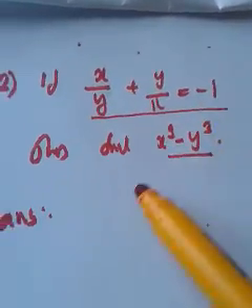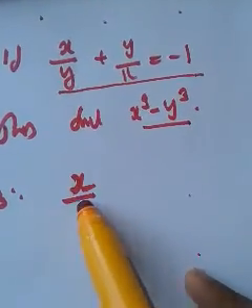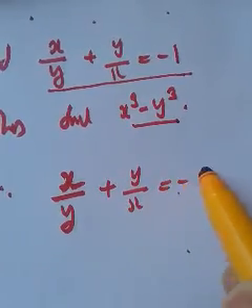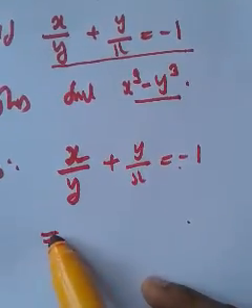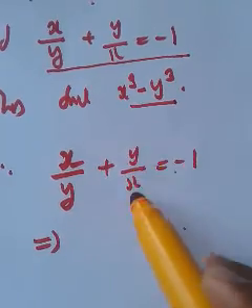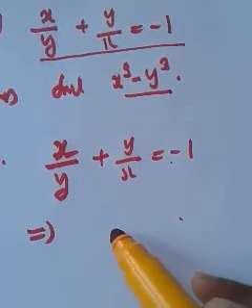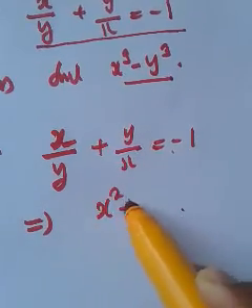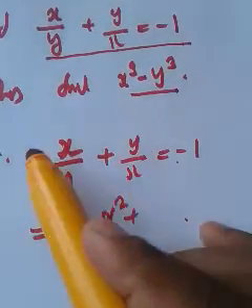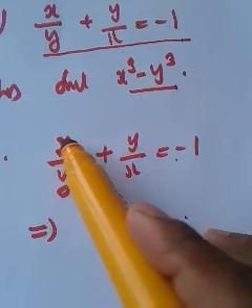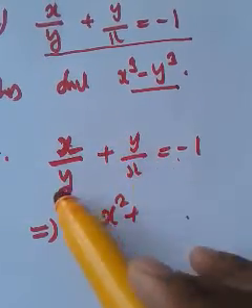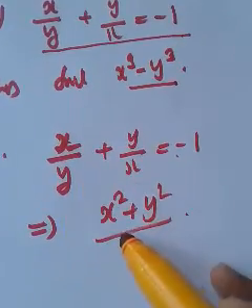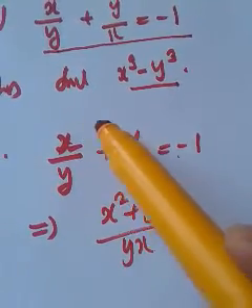Let me take the given thing first. It is given that x by y plus y by x is equal to -1. Since that is given, what you can do is cross multiply. X into x, x square, plus y into y, y square. So it becomes x square plus y square divided by y into x, yx. This is the way of cross multiplication.